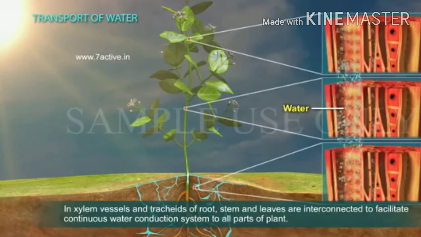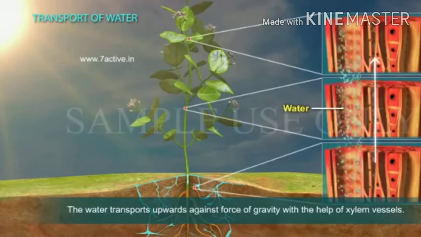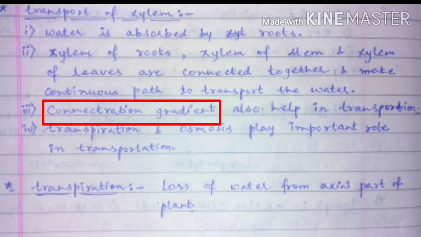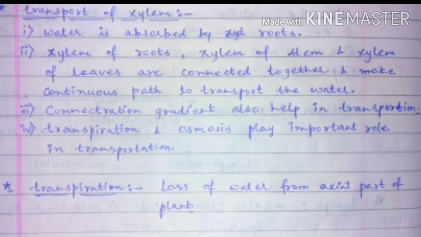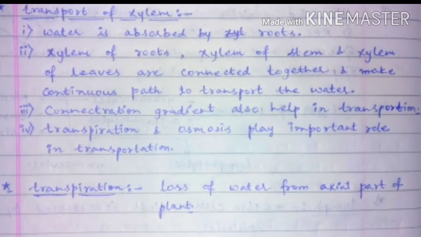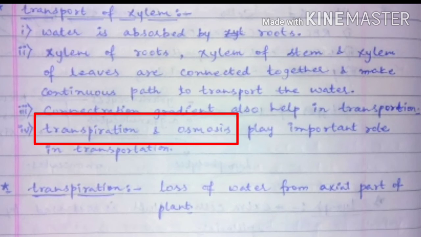And for this conduction of the water, concentration gradients also help in the transportation. What is a concentration gradient? It is the difference in ions from one cell to another cell, so that water can easily transfer from one cell to another cell. Apart from that, osmosis also helps in the transport of the water, and transpiration also helps in it.